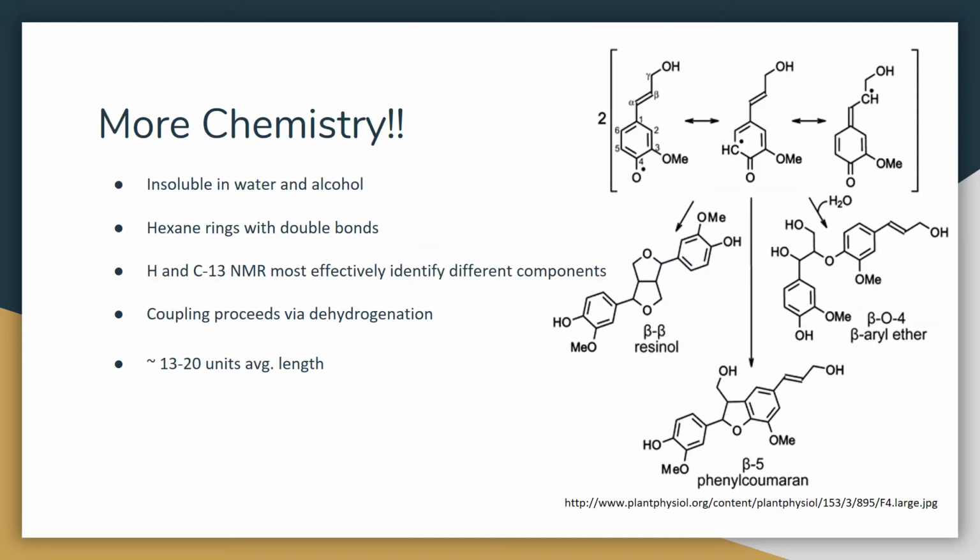Now let's discuss some of the characteristics that make lignin what it is. The molecule is insoluble in both water and alcohol. It is composed of alcohols with double bonded hexane rings. Hydrogen and carbon-13 NMR are the most effective techniques to identify distinct subunits of the molecule in their various permutations.